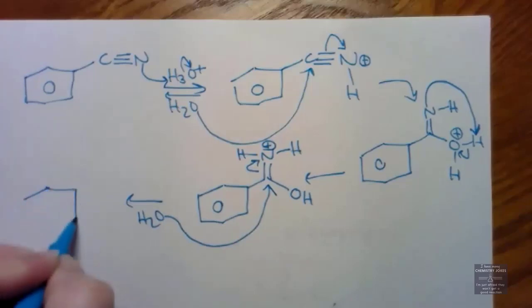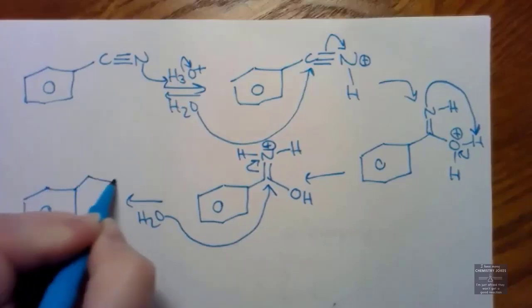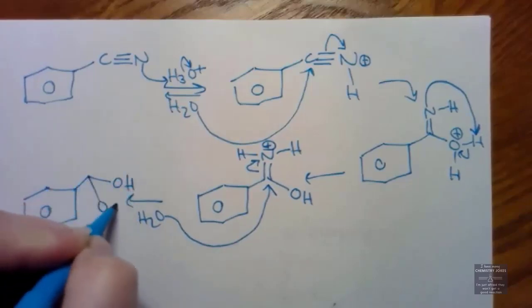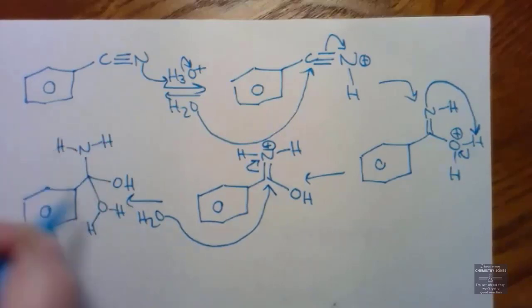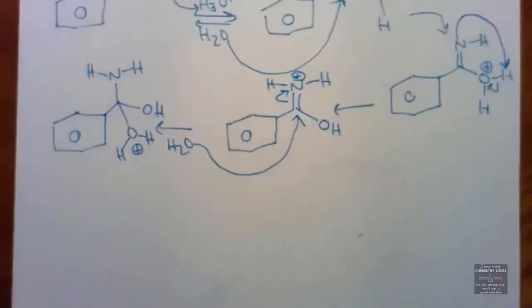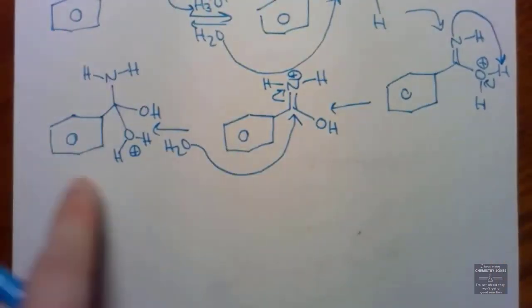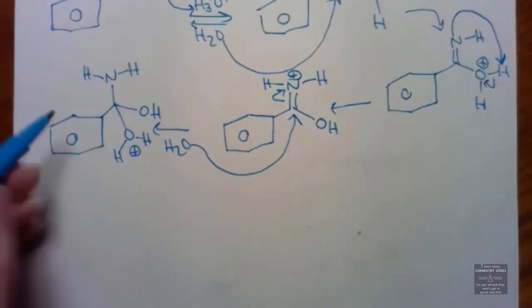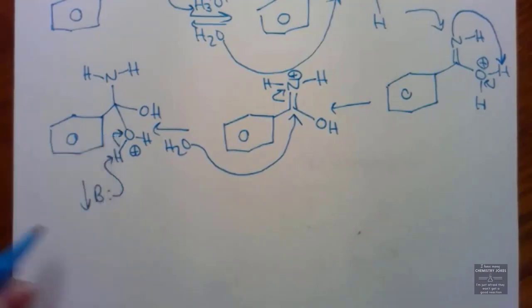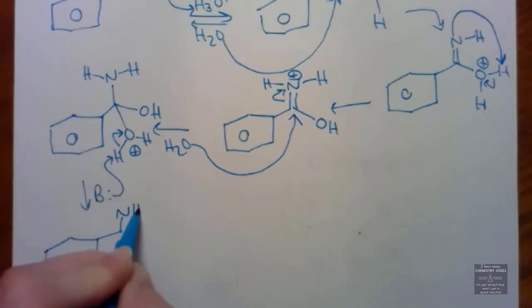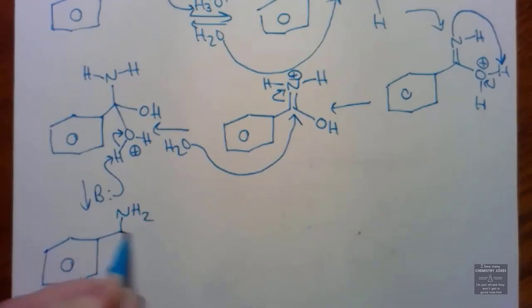Remember, we're trying to make a carboxylic acid, so we need two O's connected, and we need to get rid of the nitrogen that's connected. I could do another intramolecular, but from here, I'm going to be consistent with the way we've been doing mechanisms for all these other derivatives. Some base comes to clean up. And this is my neutral tetrahedral intermediate.